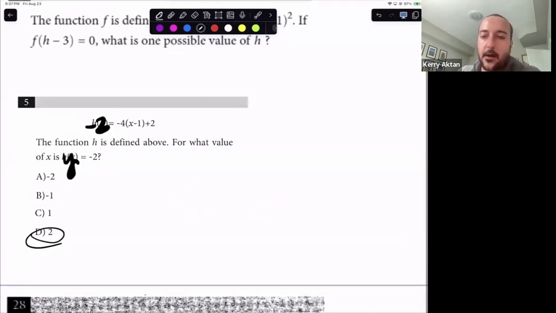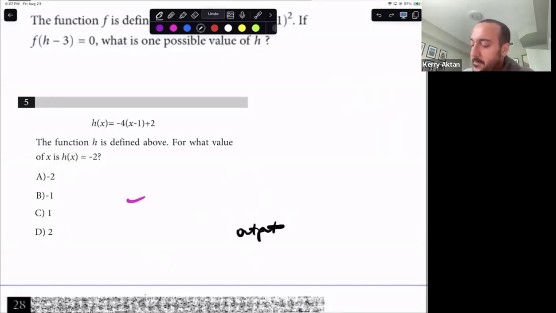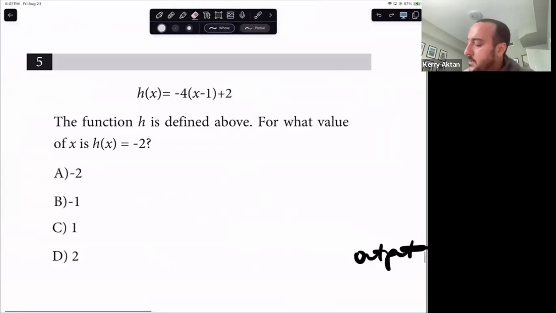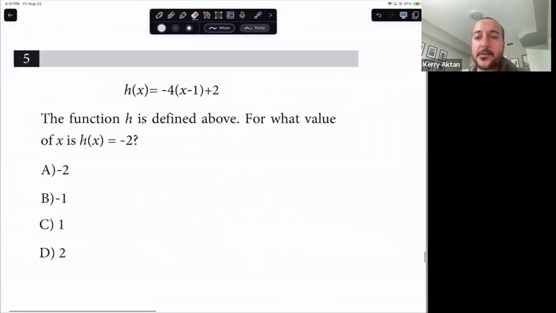Every time. And you know what? That's an easy question. Colin laughed at that yesterday when I gave it to him. He's like, what? I'm in AP Calc BC, bro. What are you talking about? This is a joke. Yeah, I know. It's a joke.